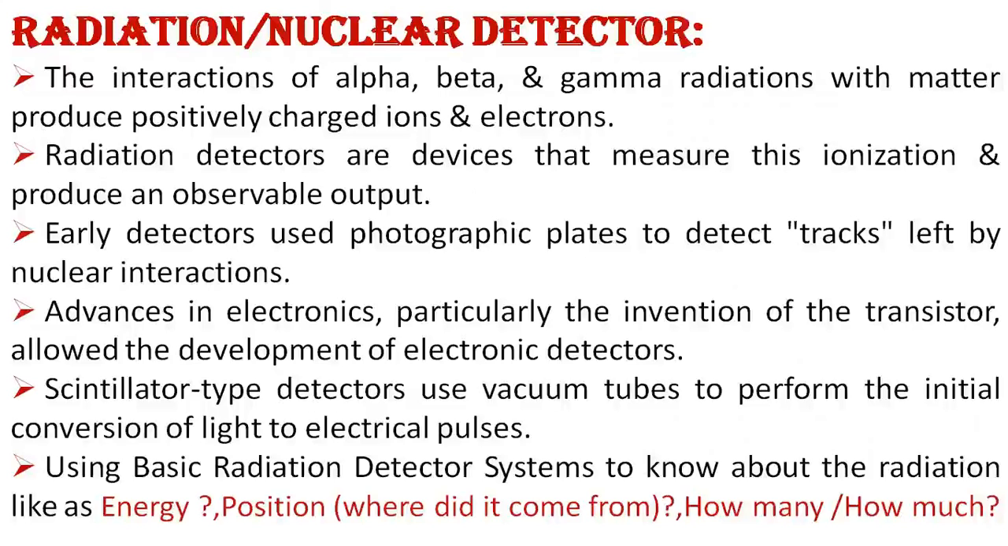Now, the next concept is the radiation and nuclear detector. The interaction of alpha, beta and gamma radiation with matter produces positively charged ions and electrons. Radiation detectors are devices that measure the ionization and produce an observable output. Early detectors used photographic plates to detect tracks left by nuclear interaction. Advances in electronics, particularly the invention of the transistor, allowed the development of electronic detectors. Scintillation types use vacuum tubes to perform the initial conversion of light to electrical pulses. The basic radiation detector system tells us about the radiation, such as energy, position, where it came from, and how many and how much.